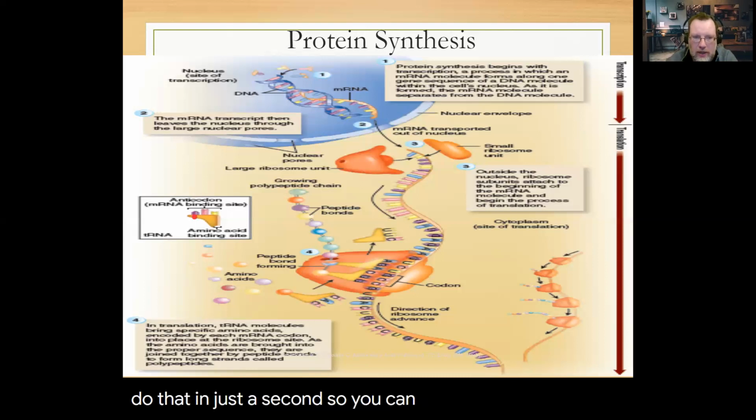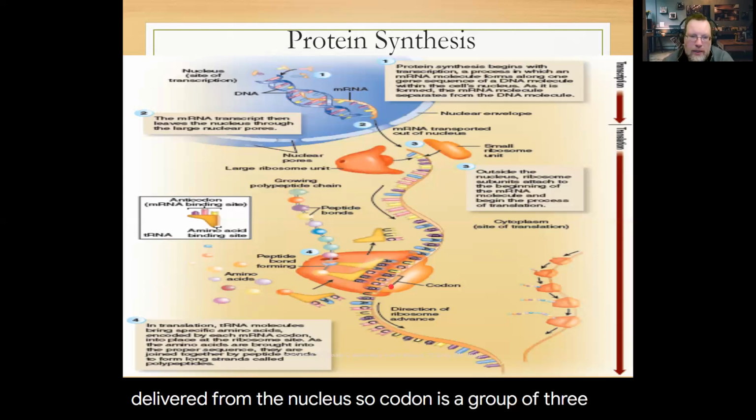So you can see the transfer RNA is bringing in a trio that's going to match up exactly with whatever RNA ribbon or blueprint recipe that has been delivered from the nucleus. Okay. So codon is a group of three. We'll look at an example of that.